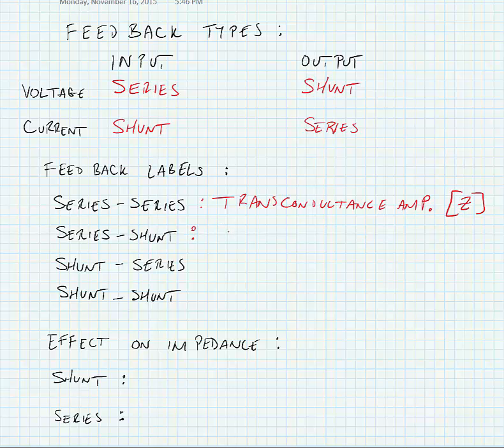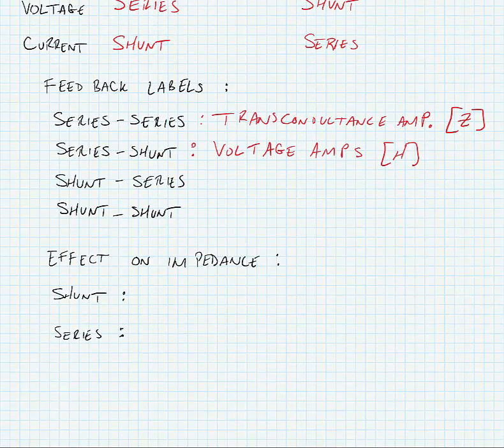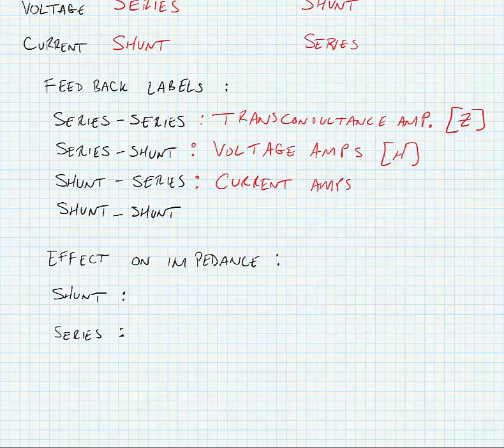Series-shunt amplifiers are voltage amplifiers. These are the amplifiers that we've seen thus far in the class. These use a two-port network parameter called the H parameter. Again, we'll examine that in a later set of slides. Shunt-series amplifiers are current amplifiers. These amplifiers use what are called G parameters.